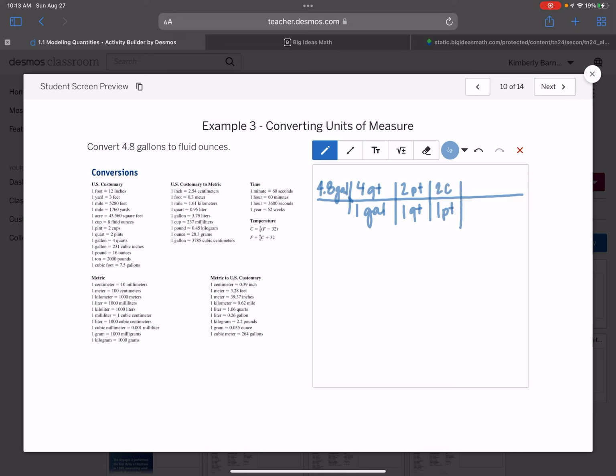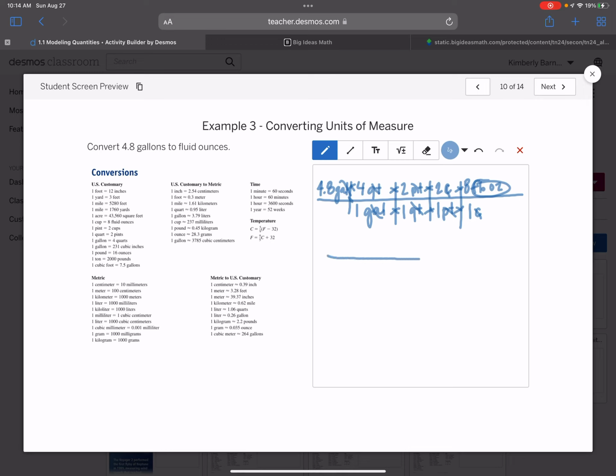And then cups to fluid ounces. So 1 cup is 8 fluid ounces. So what's happening here is each thing is canceling. I have gallons canceling, quarts, pints, and cups, and I'm left with fluid ounces. And then I'm multiplying everything in my top, everything in my denominator, and then dividing the two.